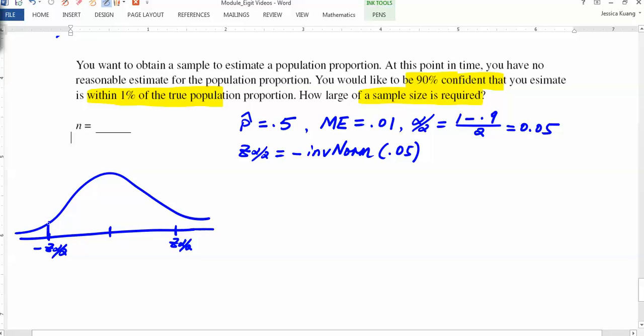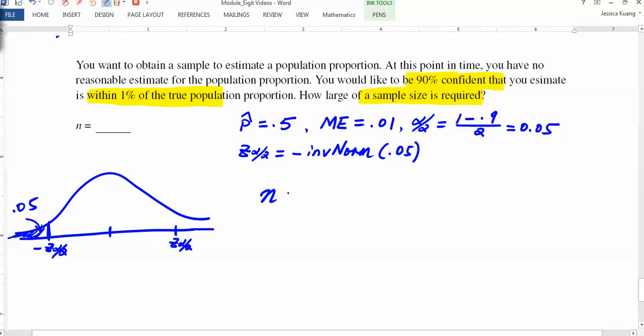Why is that? Because using your graphing calculator function, if you know the area to the left, in this case 0.05, then you could use the inverse norm to find the corresponding z-score and flip that over. That's why I put that negative sign in the front. Negative becomes positive. I will have the z alpha over 2.